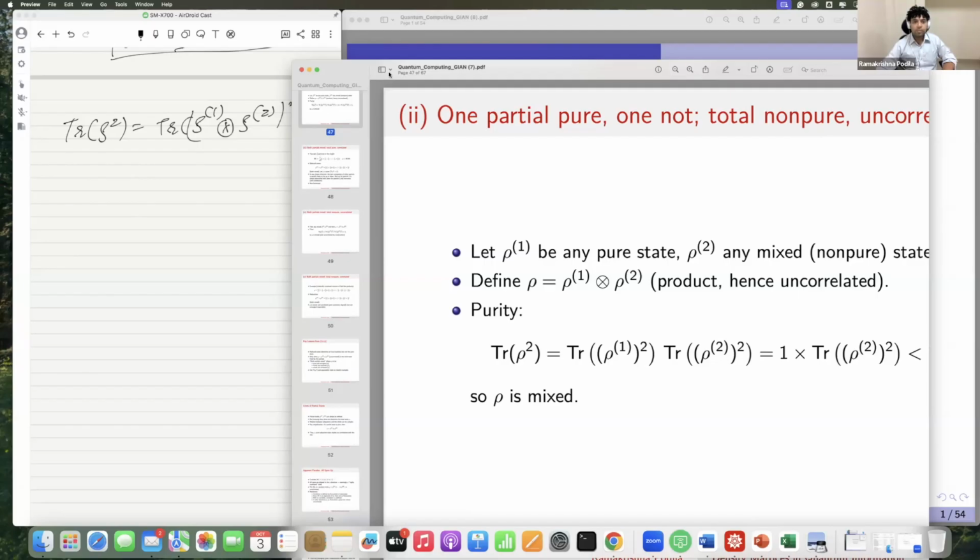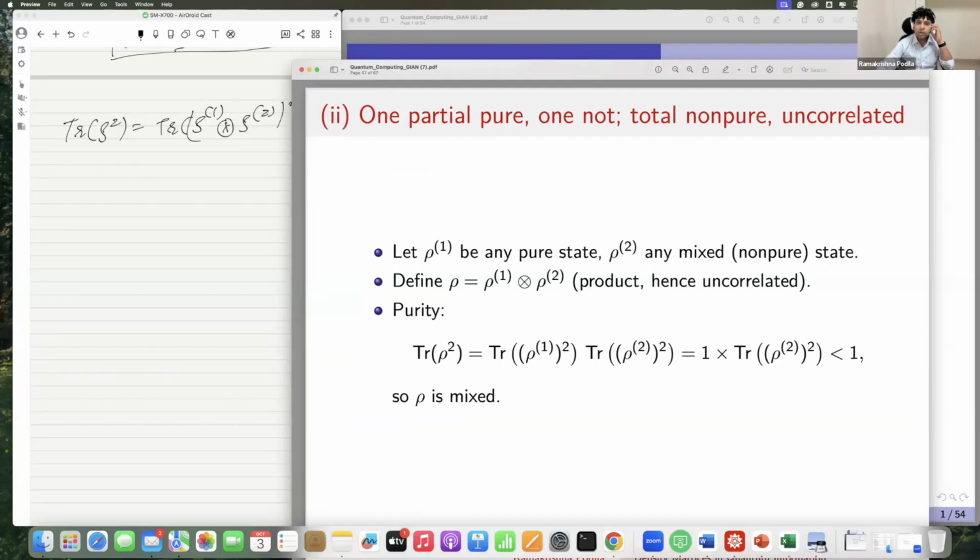Professor, how do we know that the system is uncorrelated? Somebody has a question, but I could not hear it. Can you speak loudly, please? How do we know that it is an uncorrelated system? We get rho in a mixed state, but how do we know that it's uncorrelated?